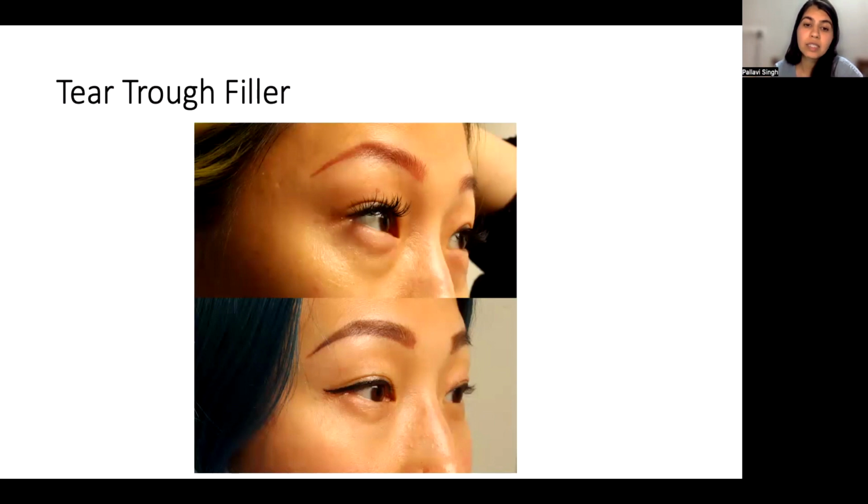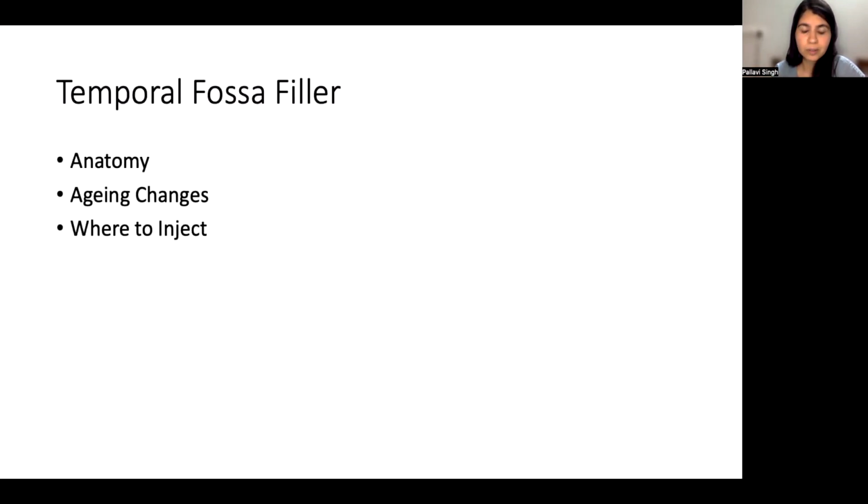This was a patient I did, and the below photo is a 1.5 year follow-up, and you can see that she's doing really well. I don't think she's going to need another layer for a year. So it lasts for anywhere between 1.5 to 2.5 years, and you just need small amounts in the right places to make a good difference.